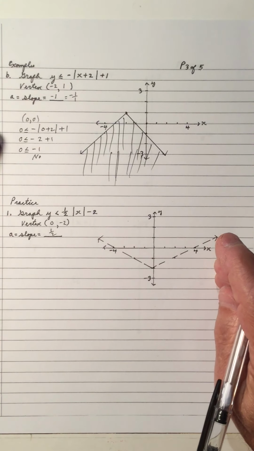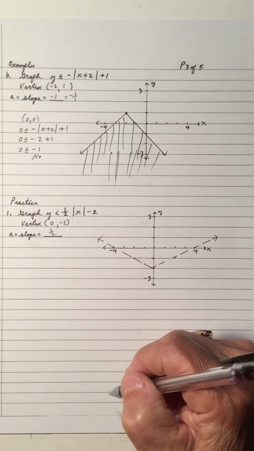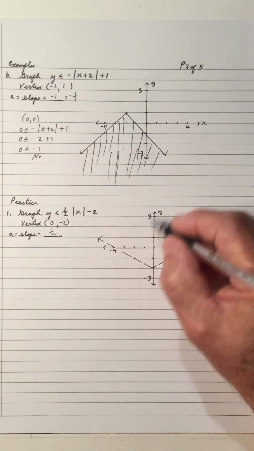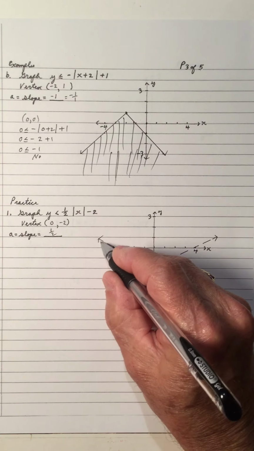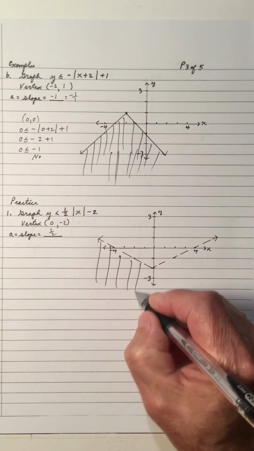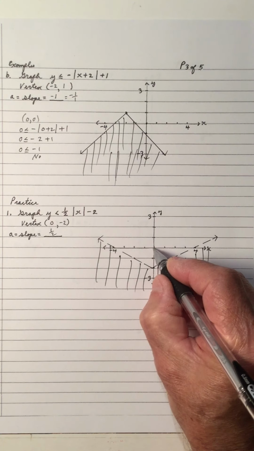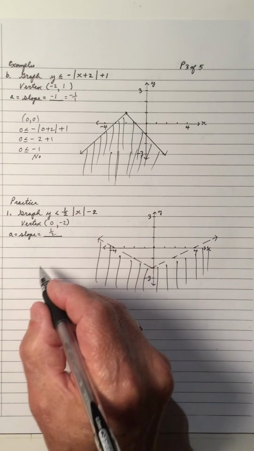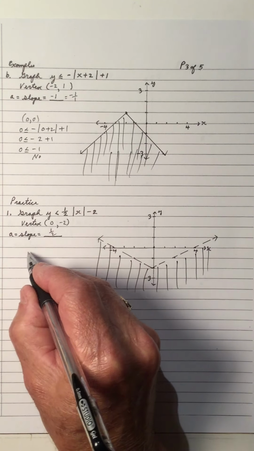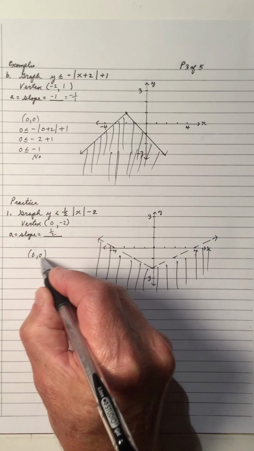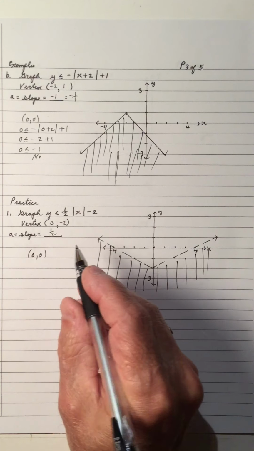And less than would be below the line. Greater than would be up here. Less than is down here. So these are all the points here. And again, (0, 0) is my test point. (0, 0) should make it not true. So it should be not true.